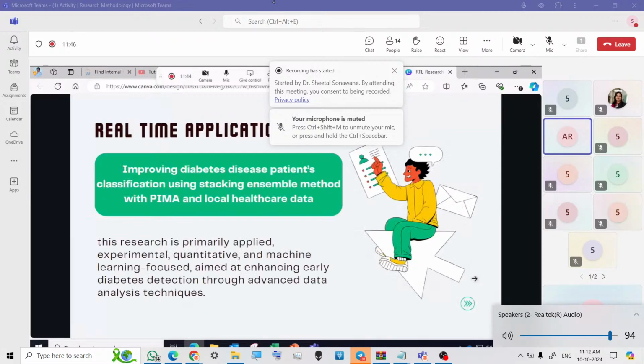So let's get started with our first application, which is nothing but improving the diabetes disease prediction by using the ensemble stacking method with different data sets like PIMA, a local data set, and one more, the synthesized data set over there. Prominently, this application would cover several kinds of research methodology, whether it would be experimental, then quantitative, machine learning focused, like that. So we would be aiming for those things over here.